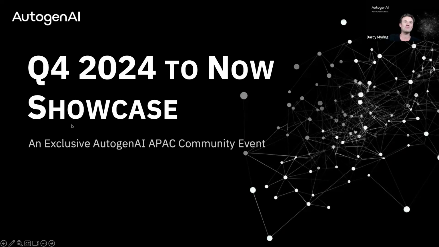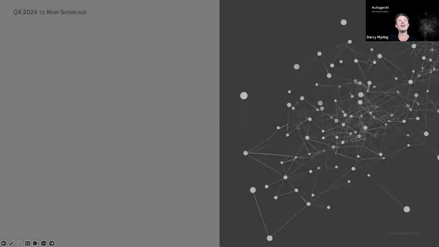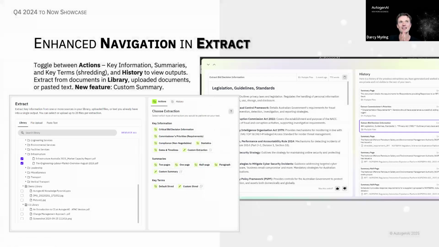To start us off, I might just jump straight into it. The first thing that we've changed is this new navigation in the extract functionality. Just to remind everyone, extract is designed to take your RFT documents and perform certain extractions to get key pieces of information from those documents. This one's been around for a couple of months now, so you probably are familiar with it. But essentially, this new change in the navigation allows you to see all of your extraction options on the right-hand side at one time, so you know what you're working with.